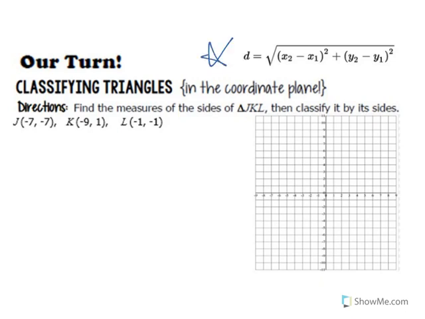Notice that I included here the distance formula for you. We're going to be using that. Directions: find the measures of the sides of triangle JKL, then classify it by its sides. Let's go ahead and take J first. Here, J is negative 7, 7. I know it's not the prettiest looking one here, but I'm going to mark these.